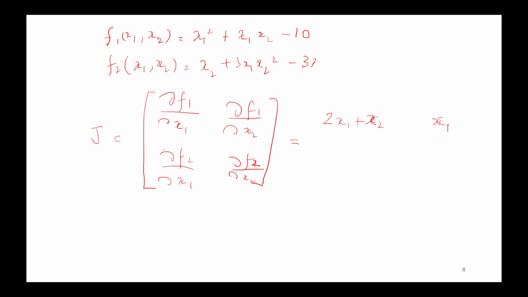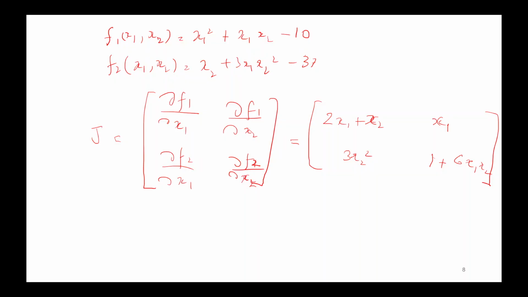And then next we have ∂f2/∂x1. So ∂f2/∂x1 will be with respect to x1, so the first term will be 0. This will be 3 x2 square, and then this is again 0. Next, ∂f2/∂x2. We have to keep x1 constant, so x2 will be 1, the differentiation of that with respect to x2. And then x1 is constant, so 6 x1 x2. So this is your Jacobian for this set of equations.